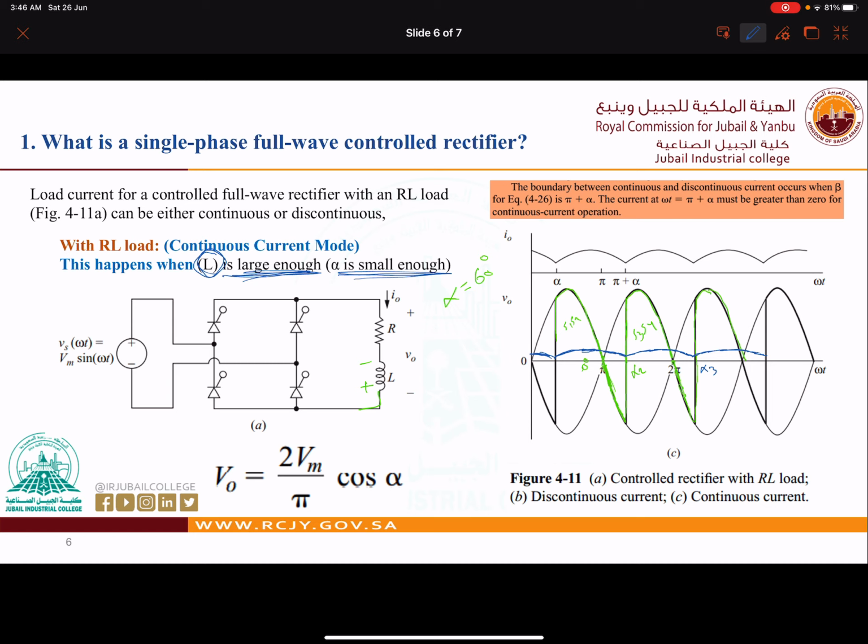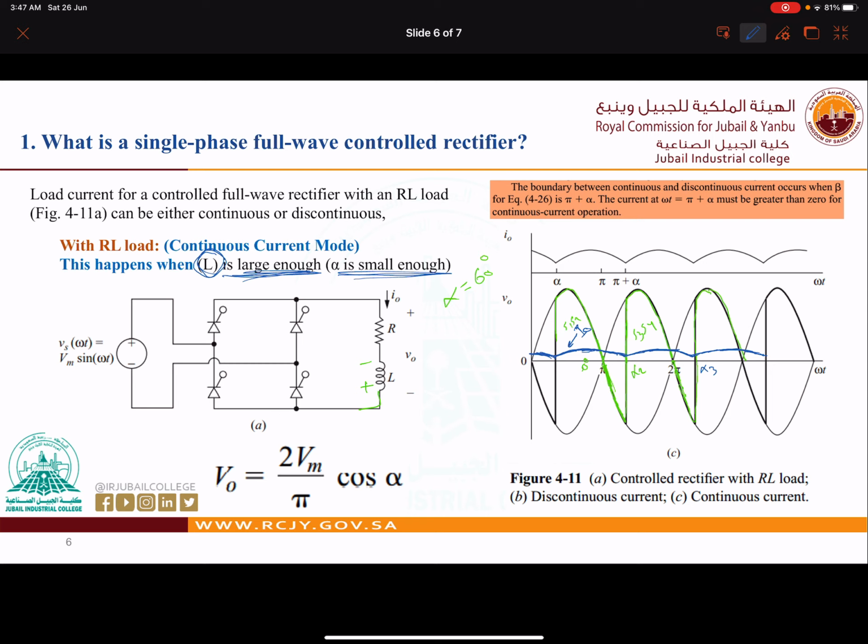The current in this part now is not going to 0. This is I out. This is I out. That is why it is called continuous current. So when we have current that does not go to 0, then it means we have a continuous current.